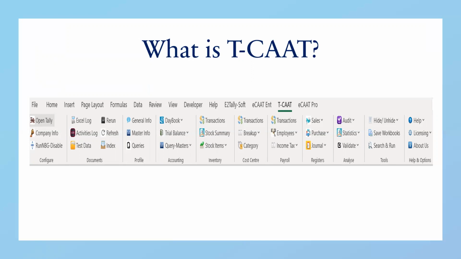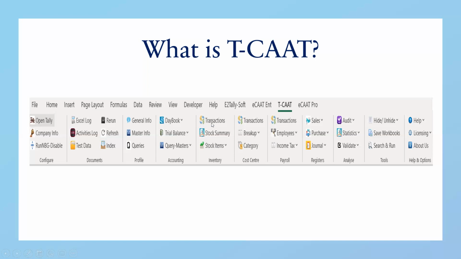And then we have the profile function, where you can extract the information about the masters from here. You can get the general info or the master info. You can also dynamically query and get information from Tally about the masters. And then you have the details pertaining to accounting. In accounting, you have the daybook, trial balance, and the query masters. And in inventory, you got the transactions, stock summary, and the stock items. In cost center, you got transactions, breakup, and category, which are the masters.